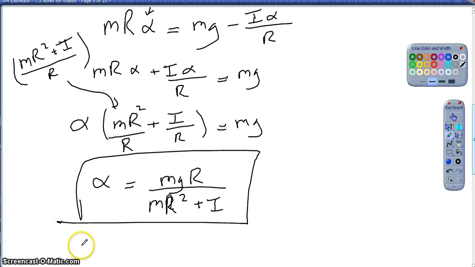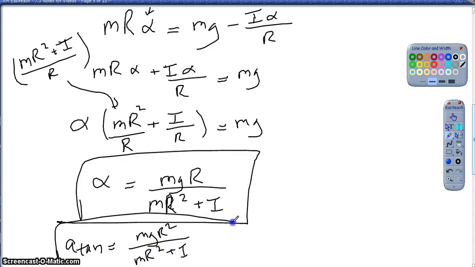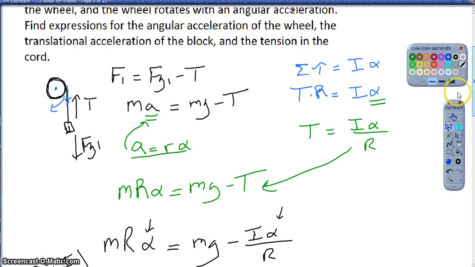So then to find the tangential acceleration would just be a matter of multiplying this whole thing by one more R. So it's literally the exact same equation with the exception of mgR squared over mR squared plus I. That's it. But anyway, so I've got that. I will leave it to you guys to go ahead and solve for the tension by plugging this back into either one of the equations up here.